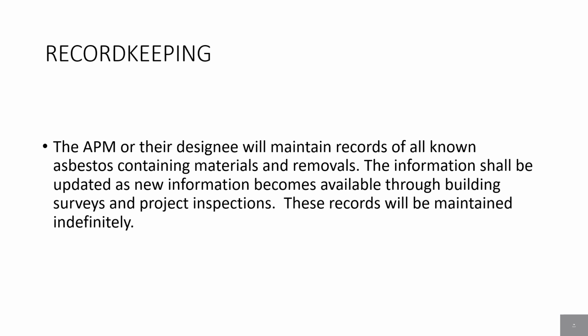Record keeping. The APM or their designee will maintain records of all known asbestos-containing materials and removals. The information shall be updated as new information becomes available through building surveys and project inspections. These records will be maintained indefinitely.